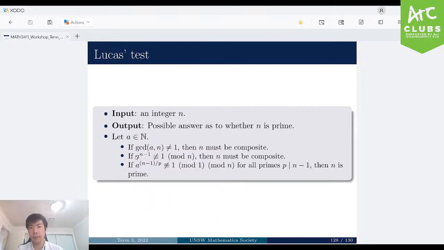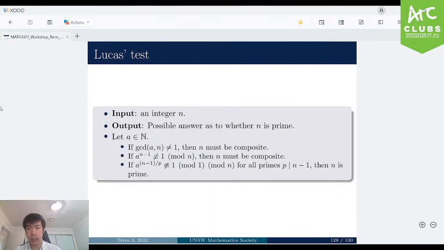Next, we have the Lucas test, which again is a similar thing, just an algorithm. First you check: does n have a common factor with some arbitrary base a? If it does, then it's clearly composite, right? Next, if a to the power of n minus 1 mod n is not congruent to 1, then n must be composite. Same thing as the pseudo prime test so far.